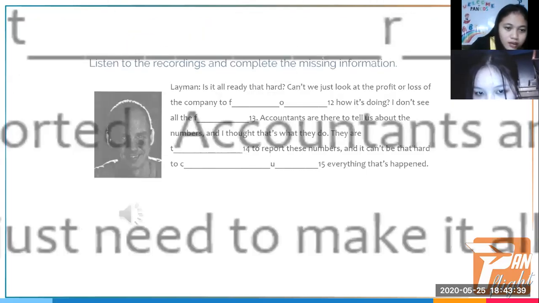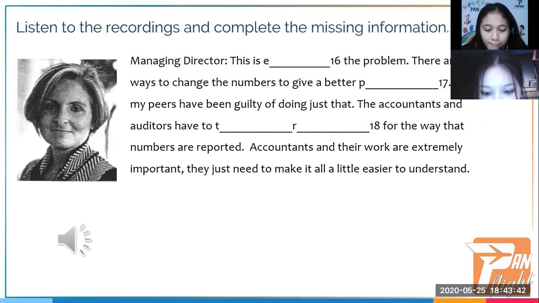Managing director: This is exactly the problem. There are many ways to change the numbers to give a better picture. Some of my peers have been guilty of doing just that. The accountants and the auditors have to take responsibility for the way that numbers are reported. Accountants and their work are extremely important. They just need to make it all a little easier to understand.